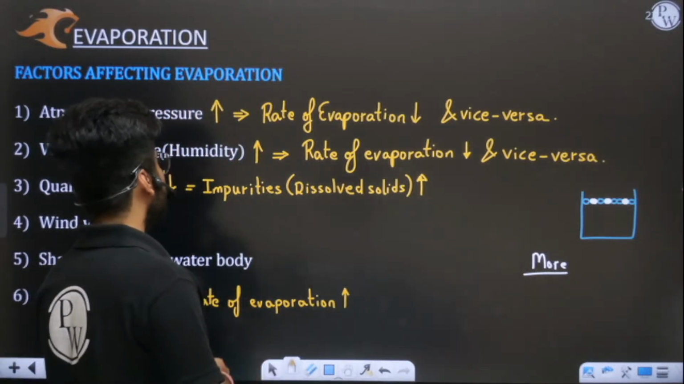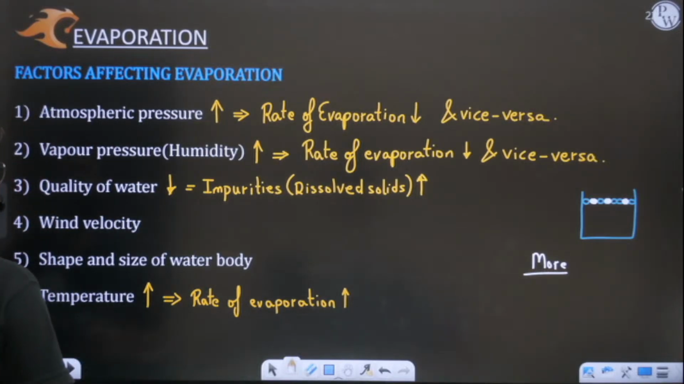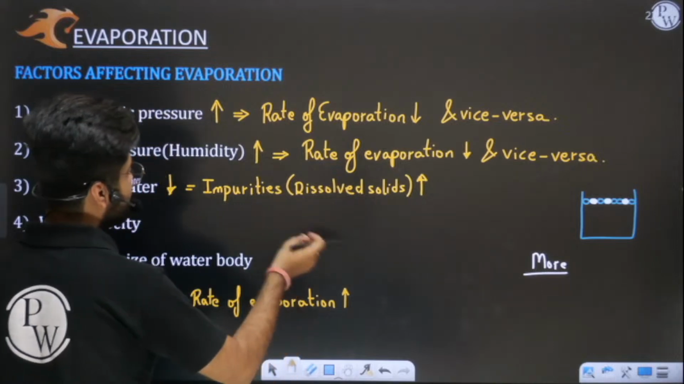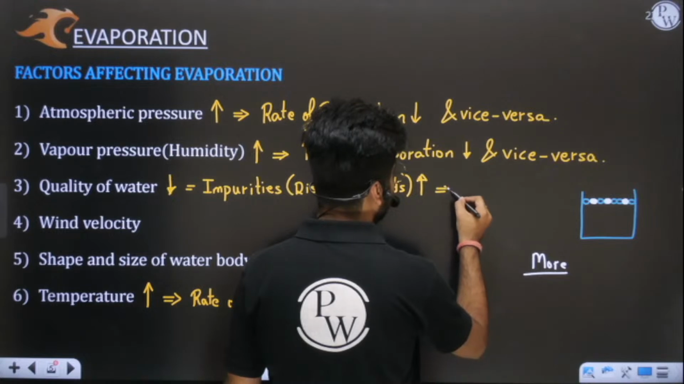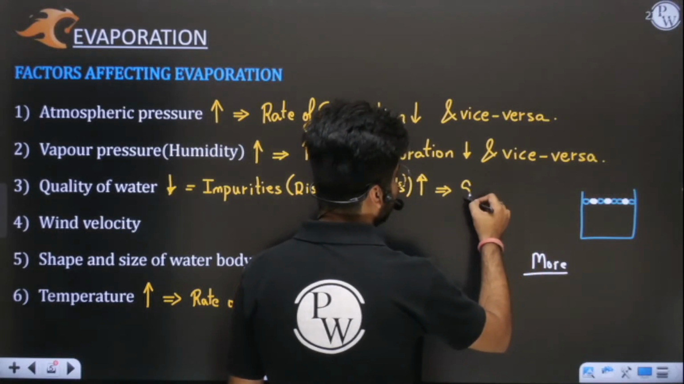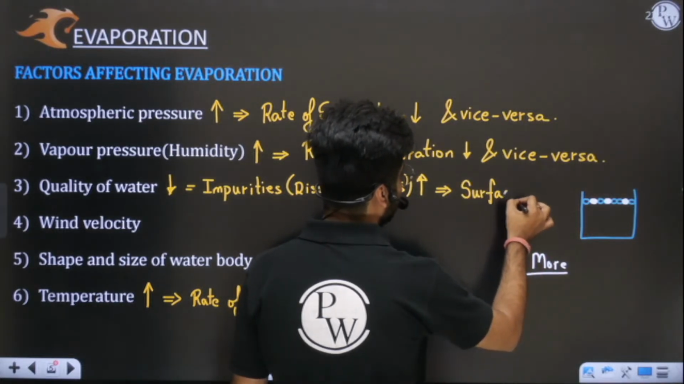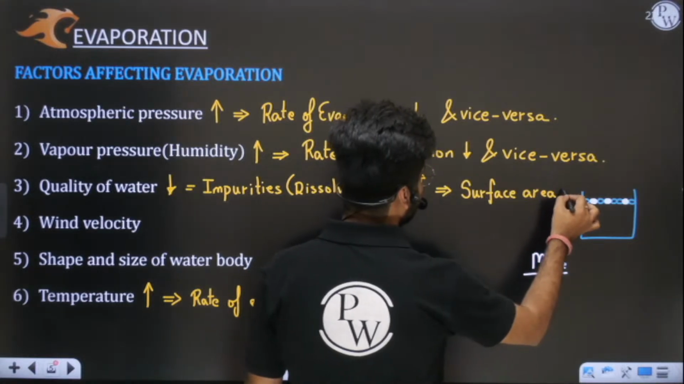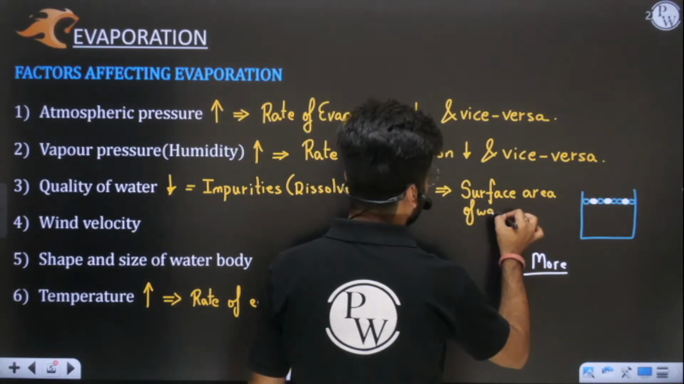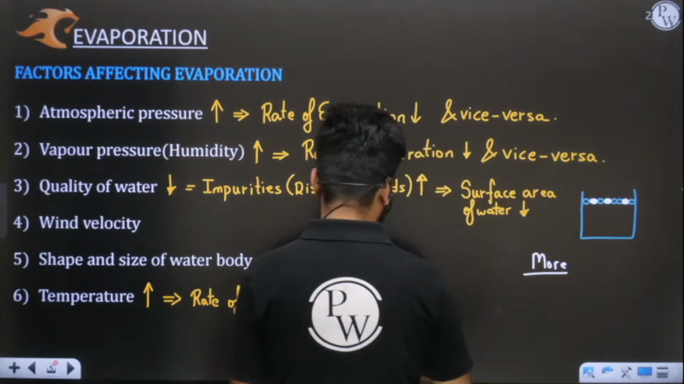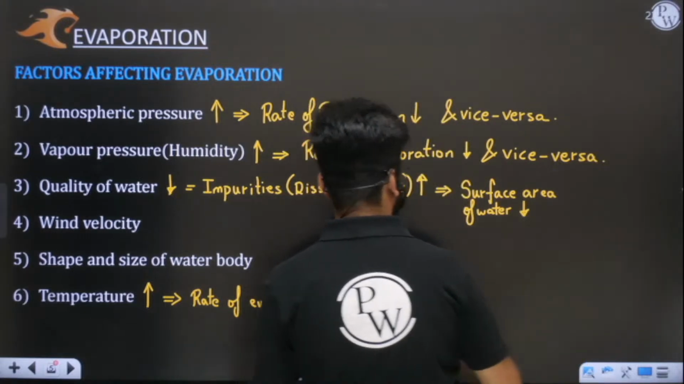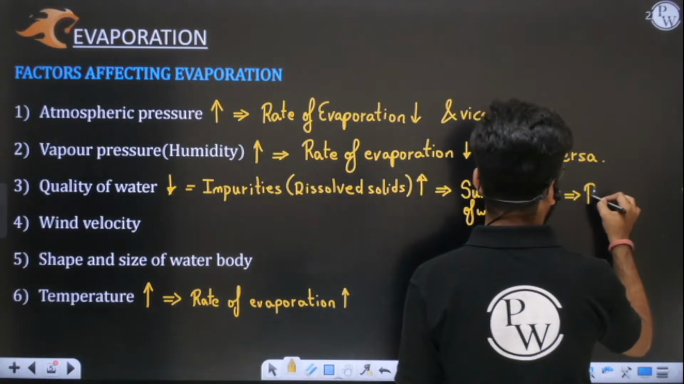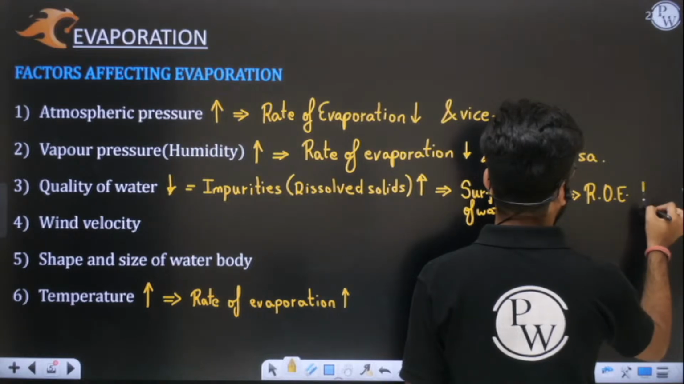Yes or no? So what I'm going to write here is that when the quality of water decreases, it will increase impurities or dissolved salts. Hence, this implies that surface area of exposed water, as Sushil is saying, goes down, and hence the rate of evaporation also decreases.